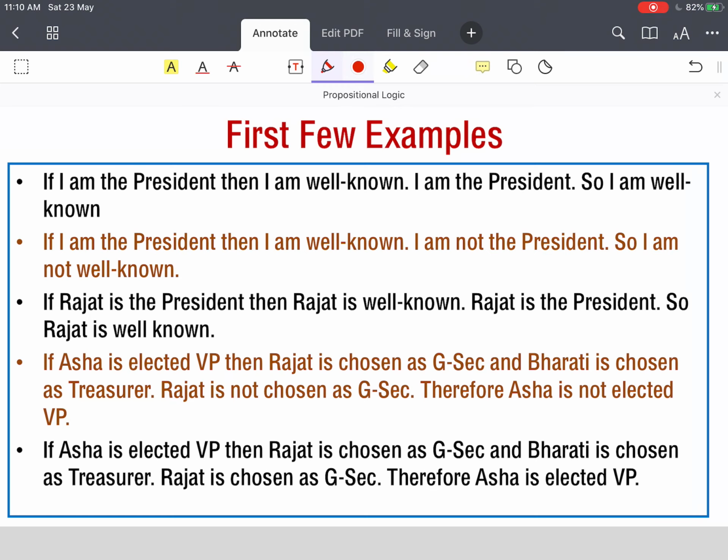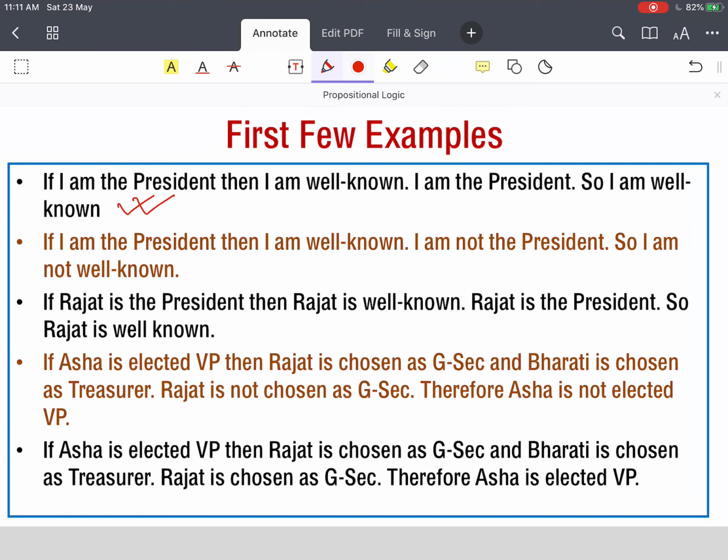Let us look at the first few examples. The first example says, if I am the president, then I am well known. It also says that I am the president, and therefore it tries to conclude that so I am well known. All of us know that this statement is correct, because if I am the president, then I am well known, if that is a rule, and I am the president is known, therefore I am well known is obvious. So this we know is right.